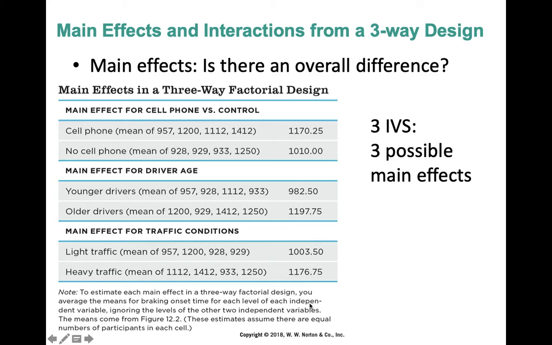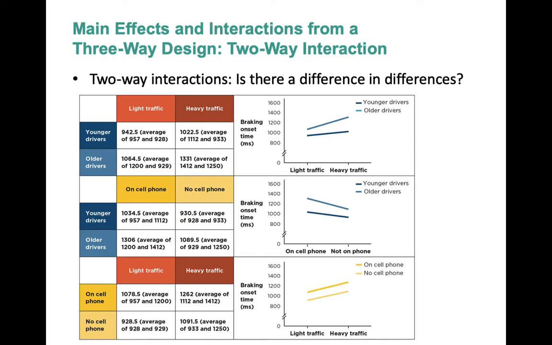So yes, you'd have to do a statistical test, but the statistical test of each of these main effects would say, overall, is there an overall difference between the levels of these variables, averaging across the other independent variables? Okay.